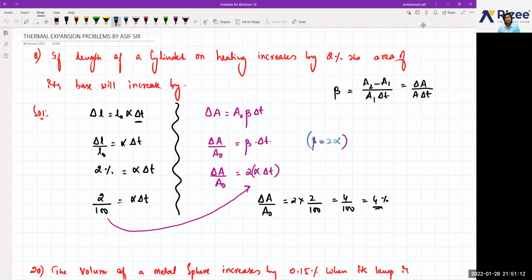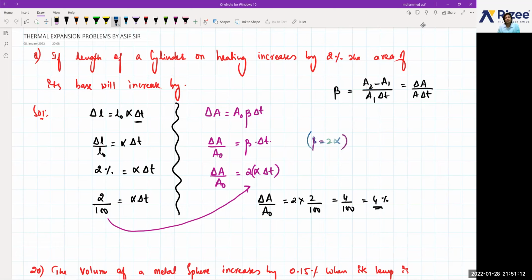This question: a metallic solid sphere is rotating about its diameter as the axis of rotation. If the temperature is increased by 200 degrees centigrade, the percentage increase in its moment of inertia is how much? Alpha of the metal is given. For a solid sphere, moment of inertia is 2 by 5 mr square. For a hollow sphere, it is 2 by 3 mr square. Delta I by I is equal to how much, beta? 2 times of delta L by L, or delta I by I into 100 is equal to 2 alpha into delta T into 100.